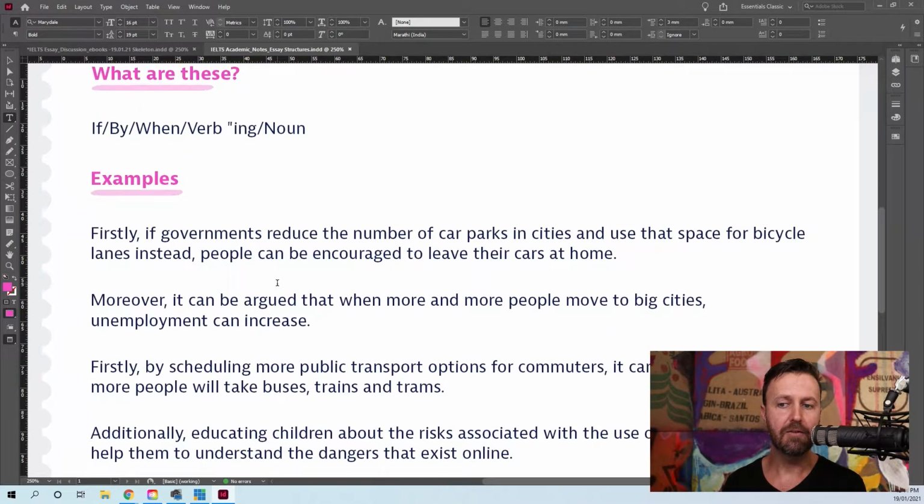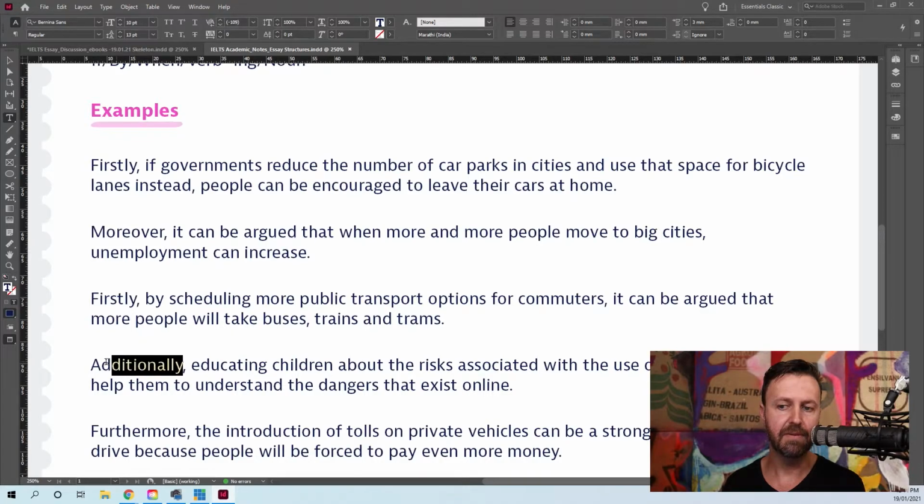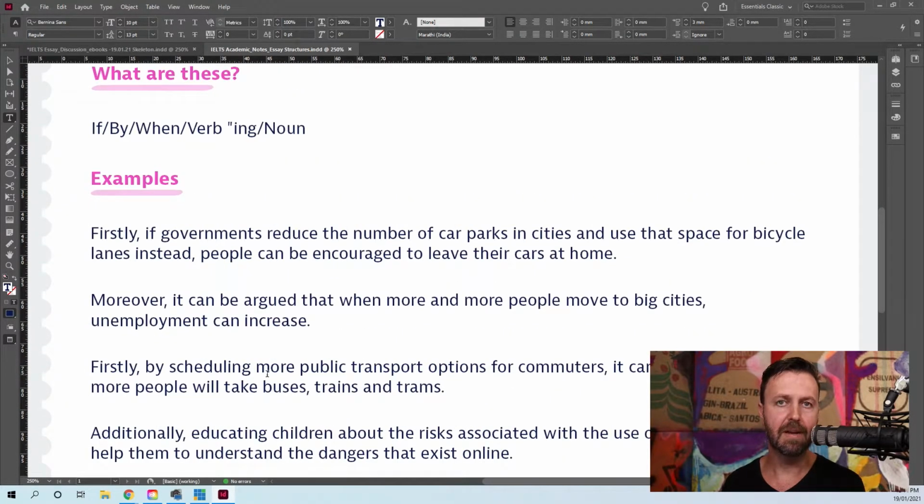So we've got here a few key terms. We've got firstly, we've got moreover, we've got additionally, and we've got furthermore. Okay, so in terms of what's called cohesion, when the essay flows from one sentence to the next, having cohesion is really, really important to make sure that we are moving seamlessly from one sentence to the next.